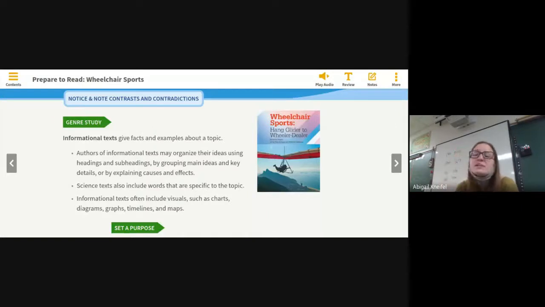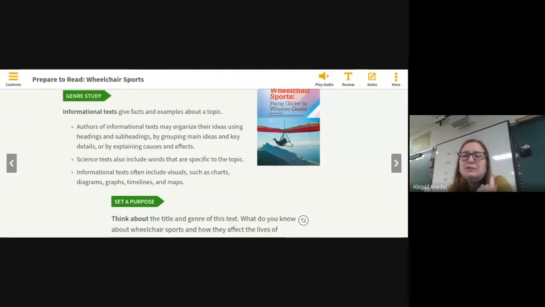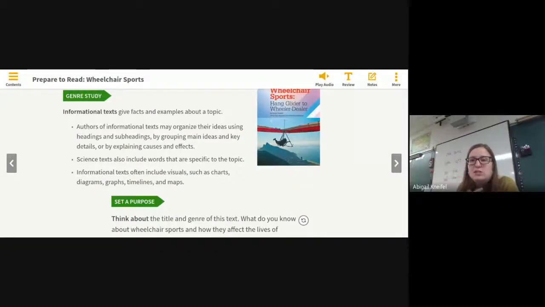Also, this is more of a scientific text, so there may be words that are super specific to this story. Maybe words that we don't hear all the time, but are specific to wheelchair sports. And then finally, informational texts often include visuals such as charts, diagrams, graphs, timelines, and maps. I've already looked through it, and there are definitely some visuals in here. There is a graph, so we will have visuals. It's not just a story, which is great. Visuals help us learn. So those are a few more things that will be in our story, which is fabulous.